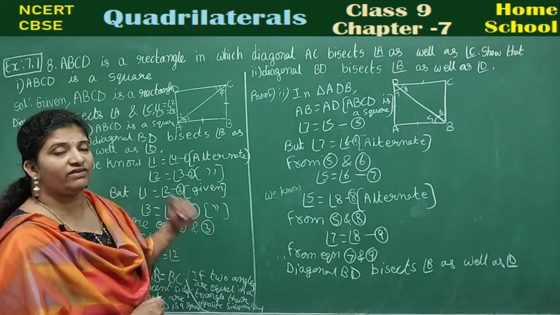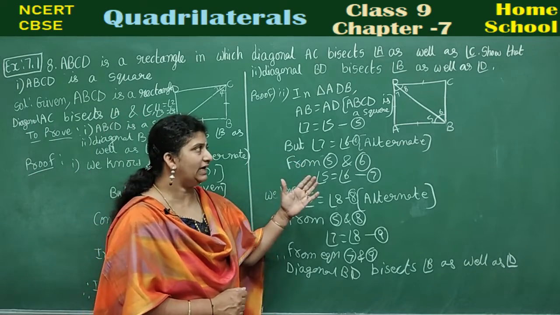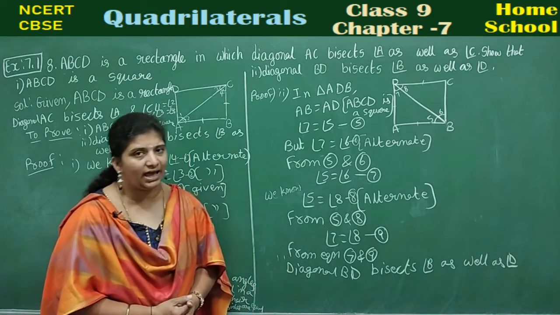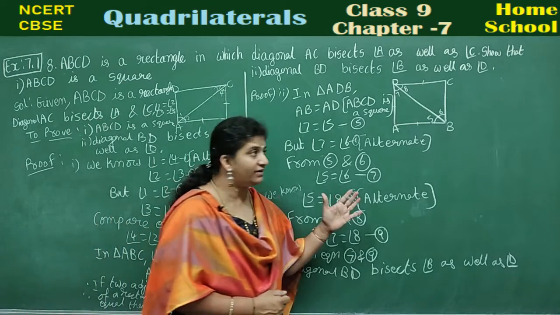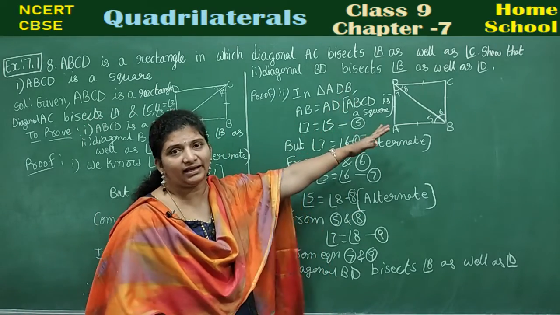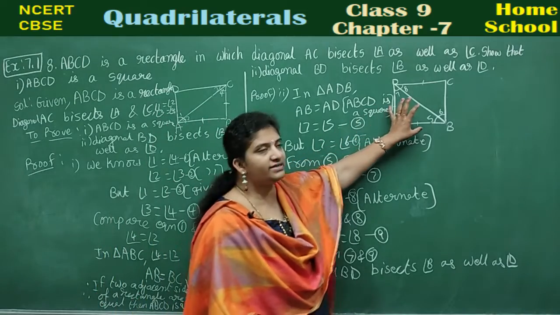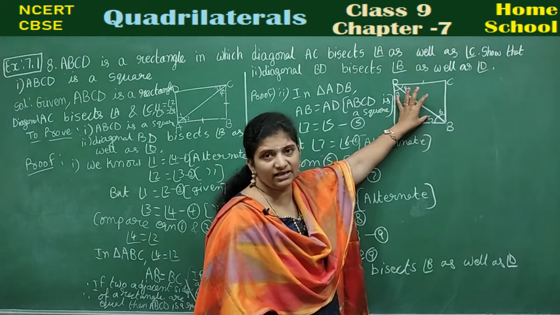And your second one, we need to prove that diagonal BD bisects angle B and angle D. How can we start here? We know that now the rectangle is a square. These two sides are equal, then their opposite angles are equal.